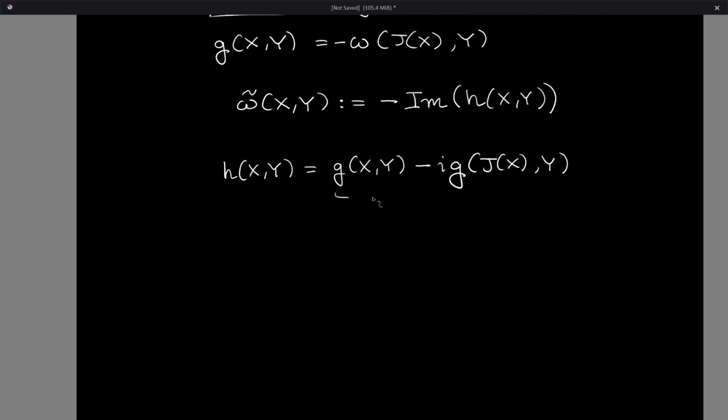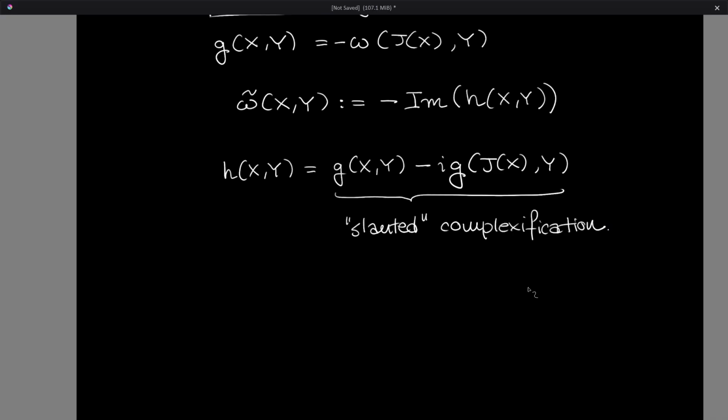And you can think of this as a kind of slanted complexification, which preserves the sesquilinearity of h(x,y). You can think of it as a slanted complexification of the Riemannian metric g. So that is another way of thinking about the Hermitian metric: you can make it from a Riemannian metric on TM. So we have one more result to look at.